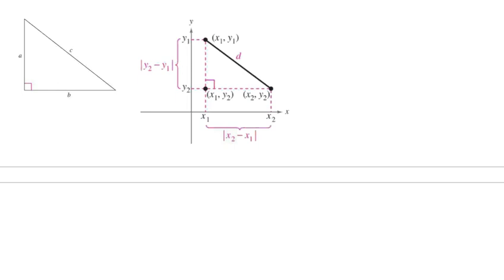In this video, we're going to talk about the distance formula and do a couple examples where we find the distance between 2 points. Let's start off with how do we get the distance formula?